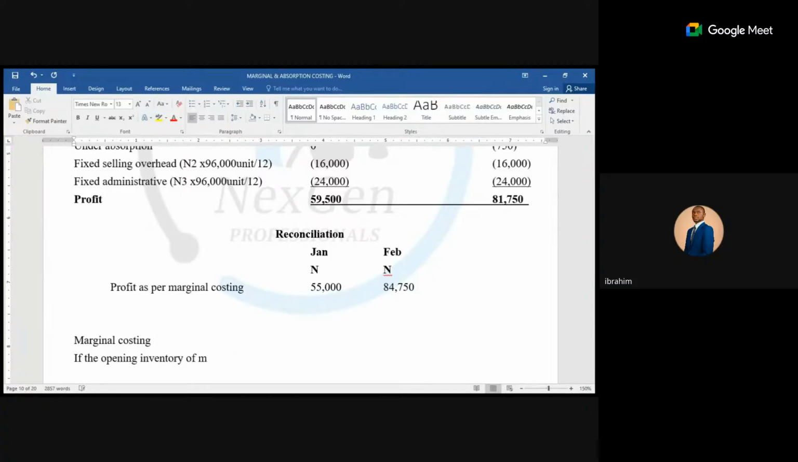is greater than absorption costing, AB, add the difference.